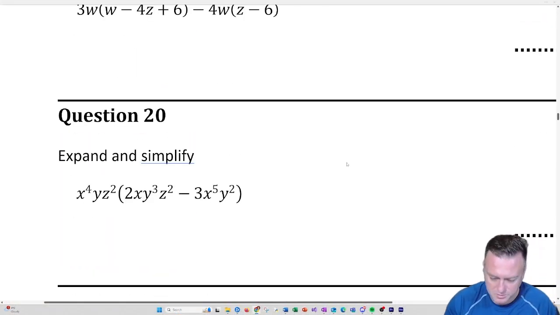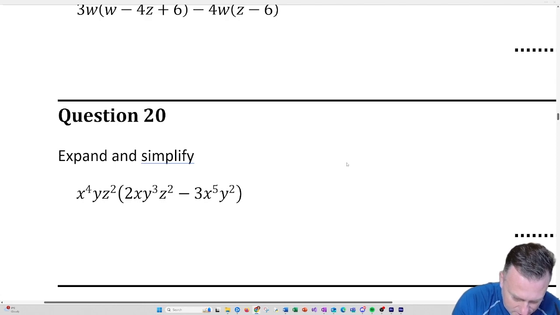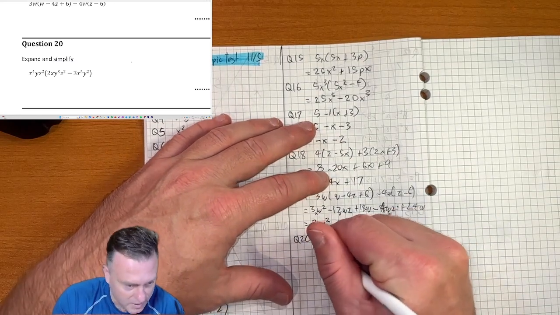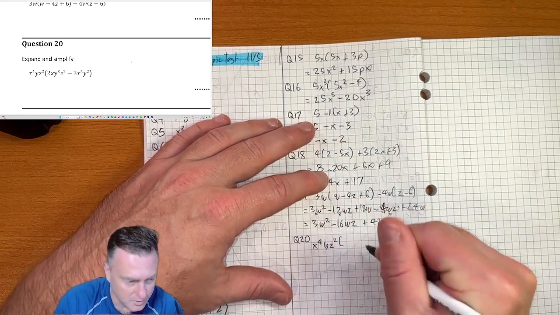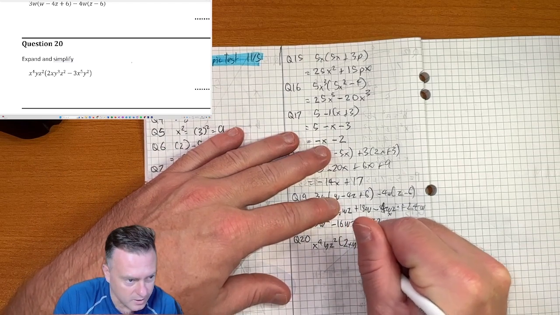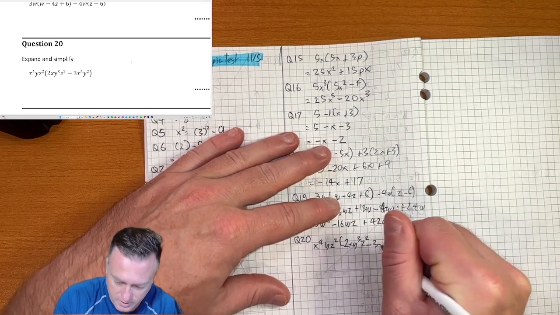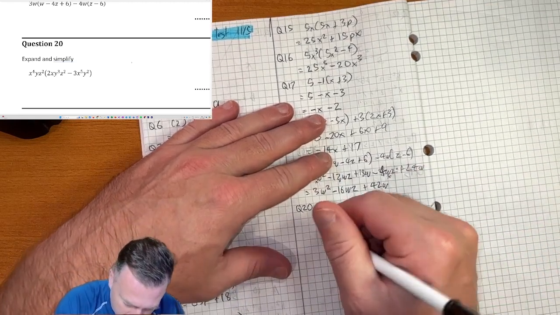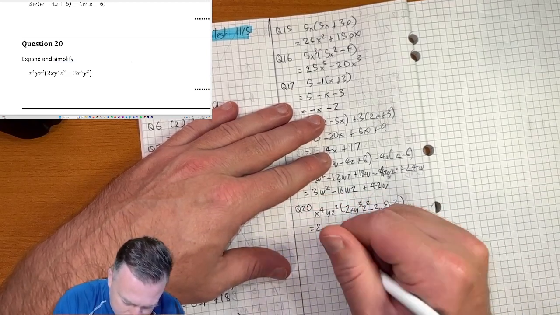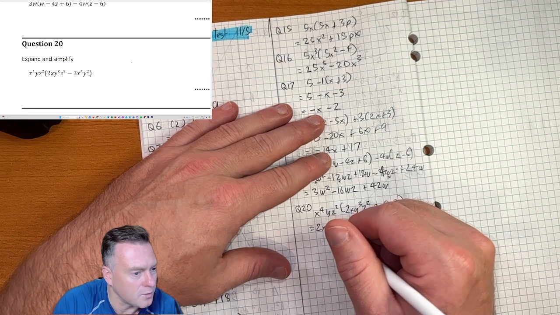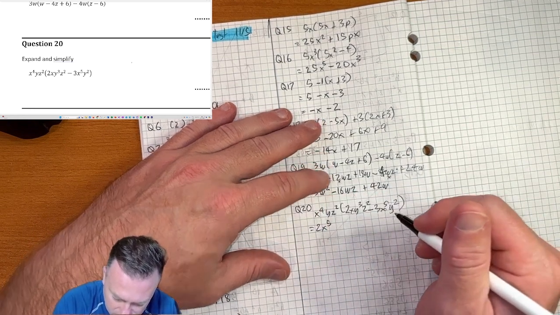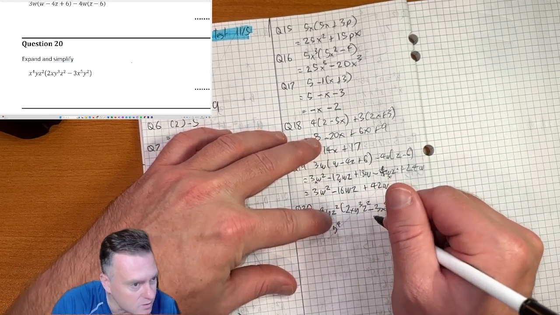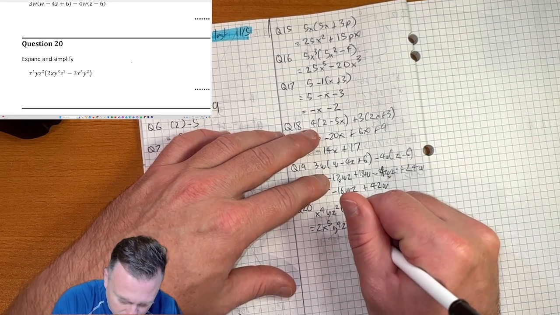Right. And then question 20, a little bit harder again. Here we go. So we'll go x to the power of 4, y, z to the power of 2, times 2x, y cubed, z squared, minus 3x to the power of 5, y squared. So we go through and expand this. So we're just going to get 2 out the front. X to the power of 4 times x gives x to the power of 5. Y times y to the power of 3 gives us y to the power of 4. And then z squared times z squared gives us z to the power of 4.